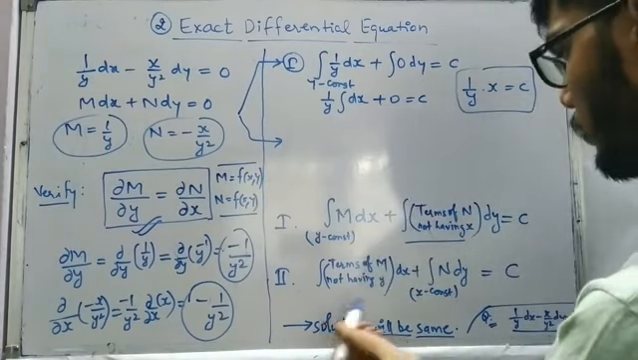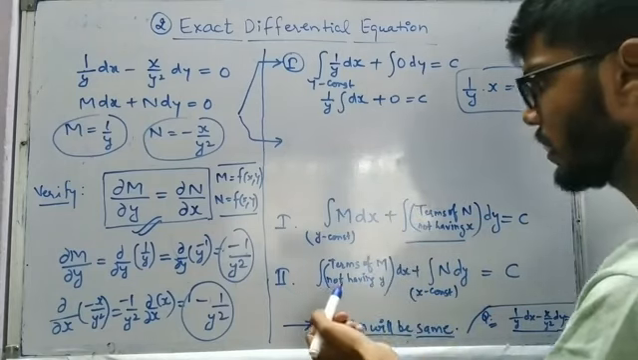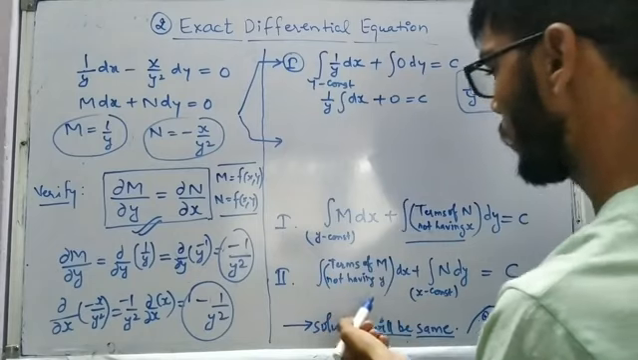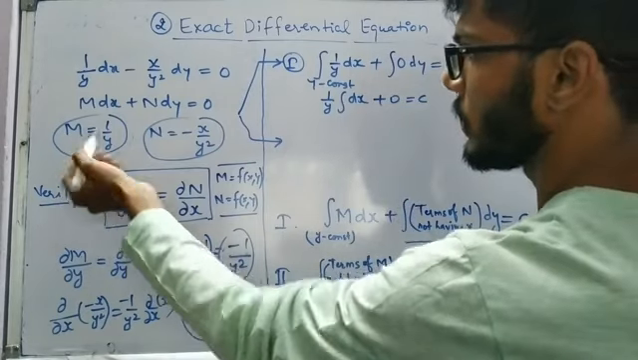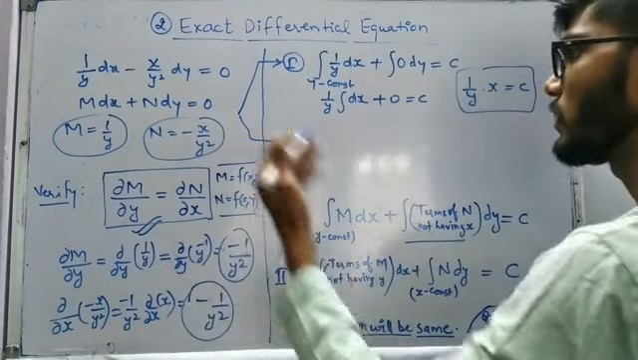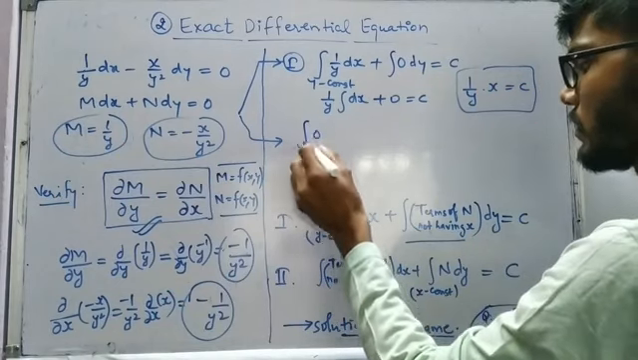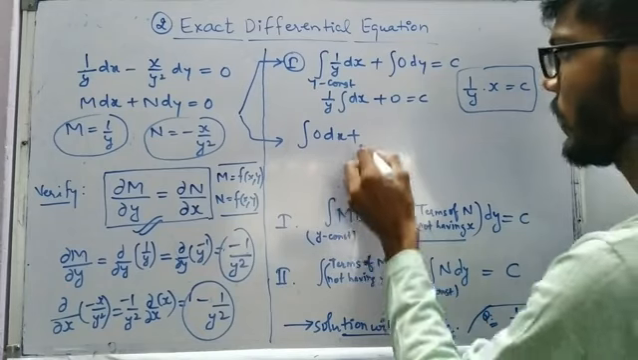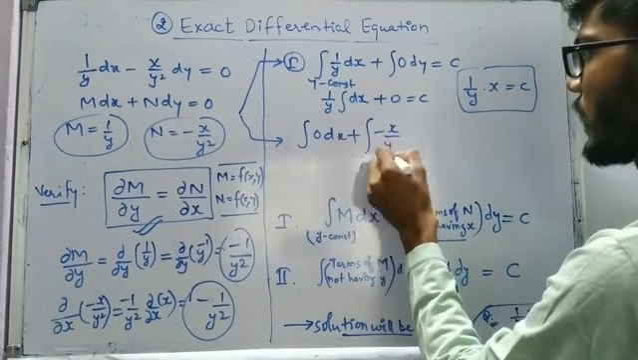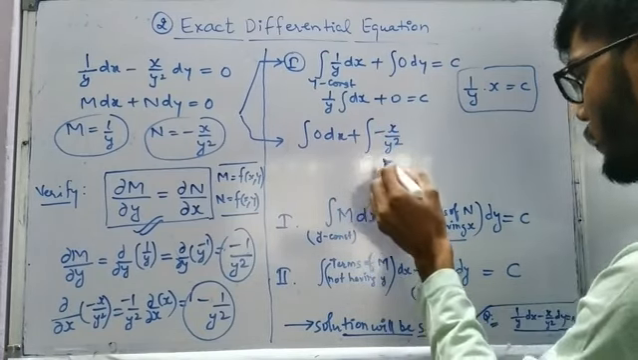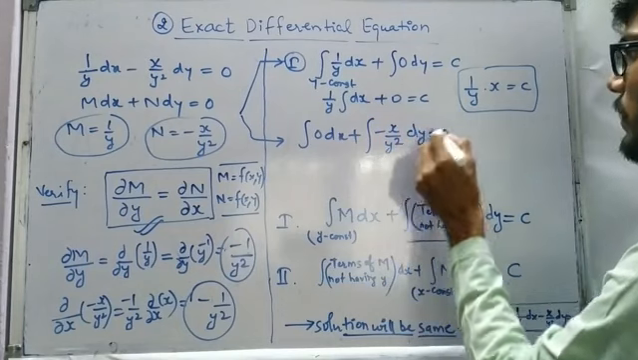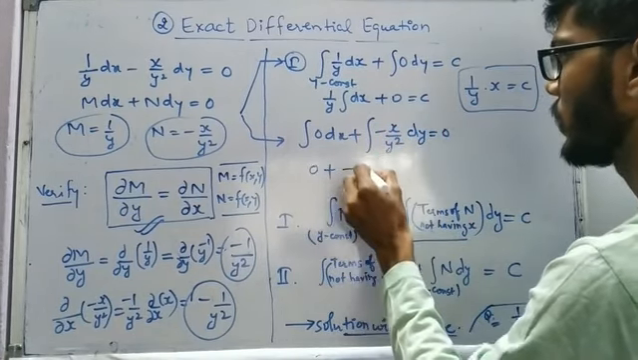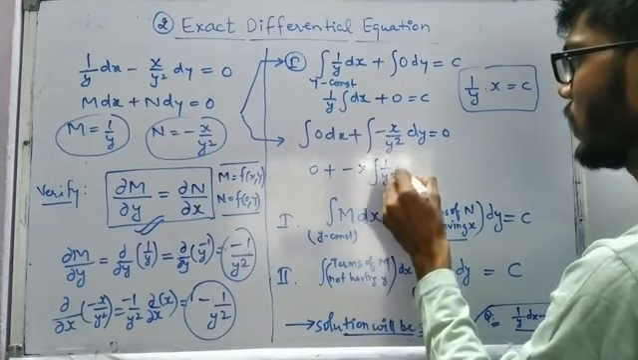And if we go by the second procedure, we have to take the terms of M not having y. In M there is only one term and that is also having y, so we cannot take anything. So 0 dx plus, in the case of N dy, we have to take the x terms as constant. So minus x upon y square dy is equal to c, but we treat the x term as constant, so it is minus x and 1 upon y square dy.